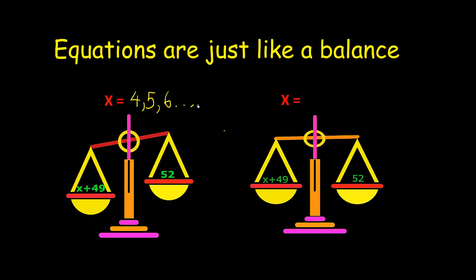Now on this one, we have x plus 49 and 52. But this time, they're both equal. That means x still has a value, but it's a different value. So when we add this time x's value to 49, it will still be 52. That's why they're both equal. So let's say x is 3. Let's test it. 3 plus 49 is equal to 52. It's the same. They're both balanced and they're both equal.